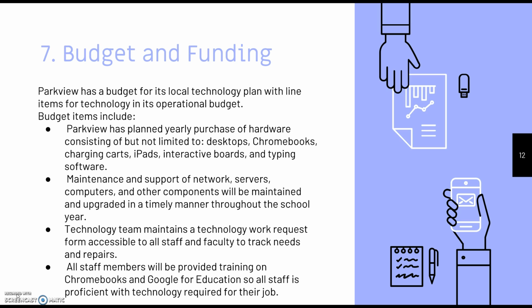Budget and funding. Parkview has a budget for its local technology plan with line items for technology in its operational budget. Budget items include planned yearly purchases of hardware consisting of, but not limited to, desktops, Chromebooks, charging carts, iPads, interactive boards, and typing software. Maintenance and support of networks, servers, computers, and other components will be maintained and upgraded in a timely manner throughout the school year. Technology team maintains a technology work request form accessible to all staff and faculty to track needs and repairs. All staff members will be provided training on Chromebooks and Google for Education, so all staff is proficient with the technology required for their job.